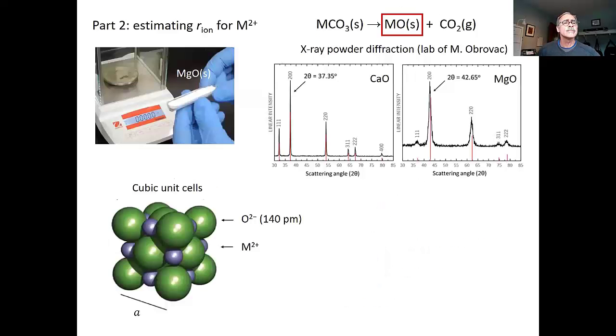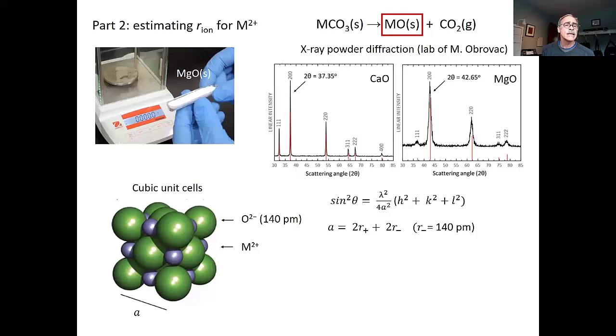The second part of this lab involved a real measurement of the ionic radii for magnesium 2+ and calcium 2+. And we did this by running X-ray powder diffraction data for the oxides that were isolated in these reactions. Because the oxides are cubic, there's one lattice parameter. And so students were given indexed X-ray powder diffraction photos and a magic equation, which allowed them to solve for the lattice parameter.